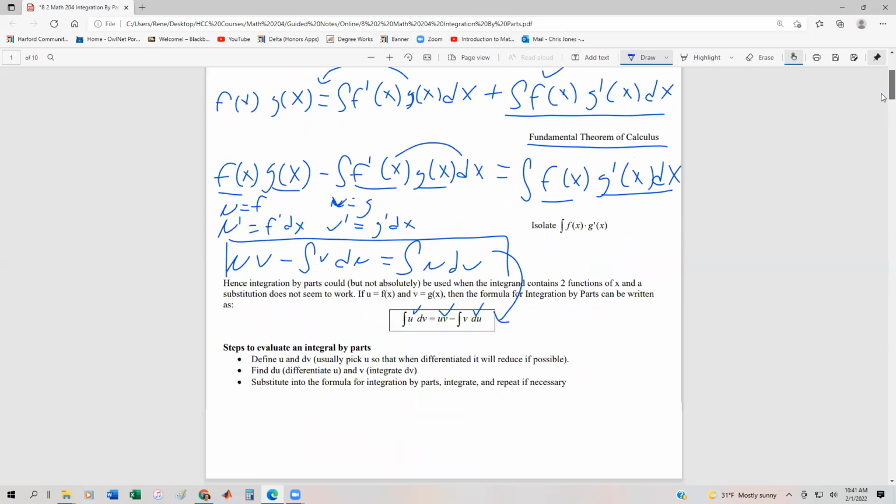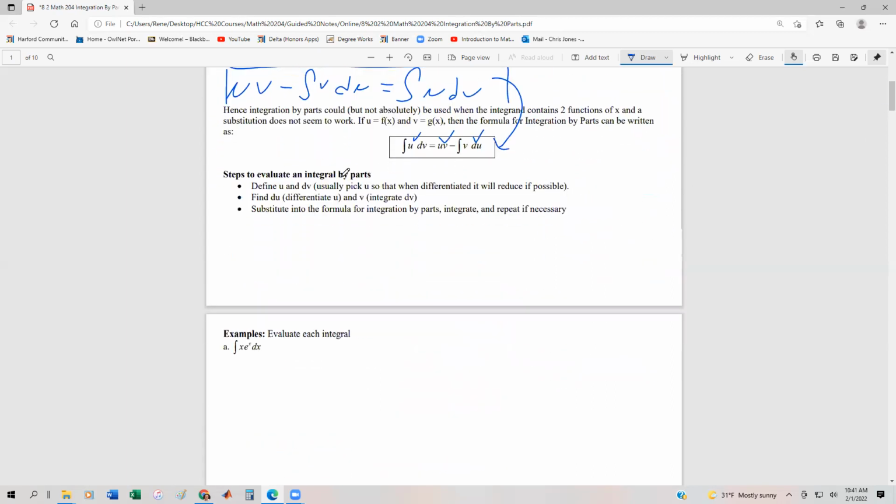So when we're integrating by parts, what we're going to do first is define u and dv. We're just going to pick one of the factors to be equal to u and the other factor to be equal to dv. Now, generally when we do this, we want to pick the u so that when we differentiate it, it'll try to reduce in order. That's not always possible.